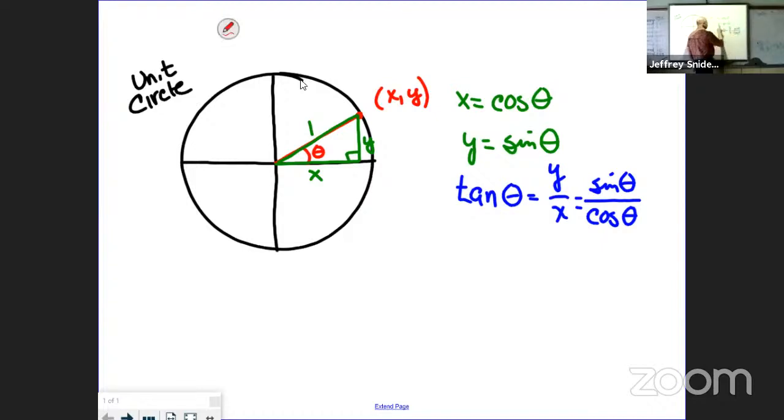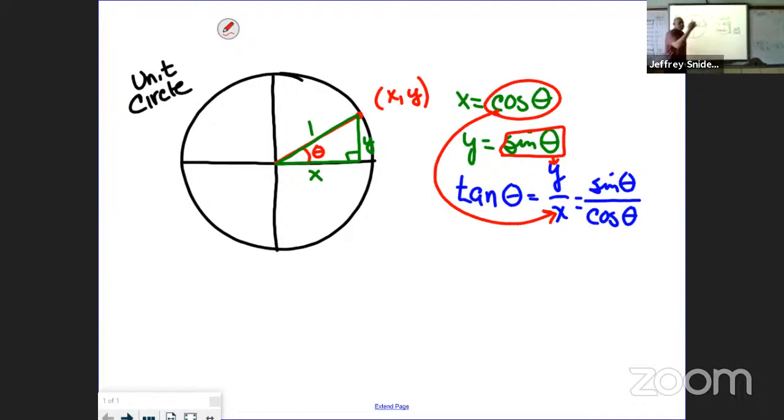And we did that because what? I replaced the y with the sine, and I replaced the x with the cosine down there. That's what I did. I substituted in. All right, that's nice. I like that. Good.